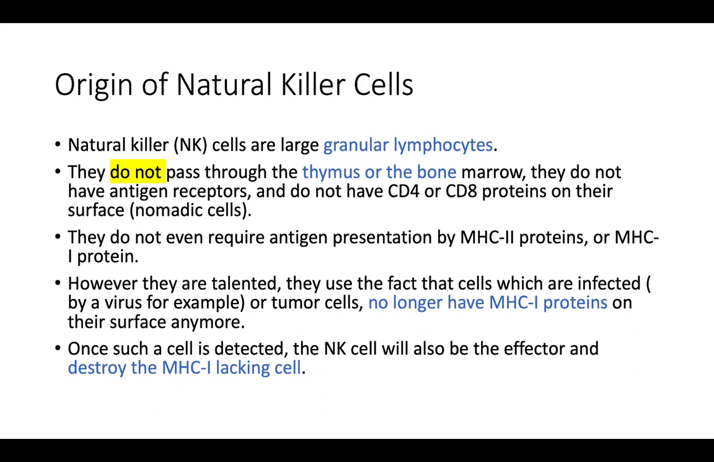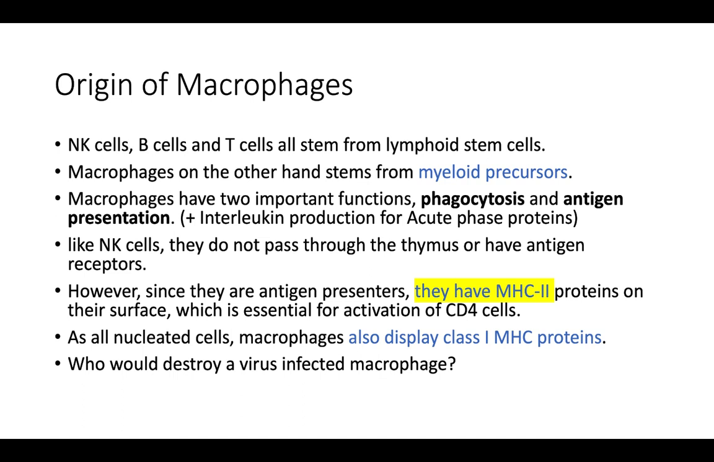So that's what NK cells do. They come and say, you have no MHC1, I can't say hi to you, I will destroy you. That's their job. So it is an effector without needing regulation. Now the other cells are the macrophages.